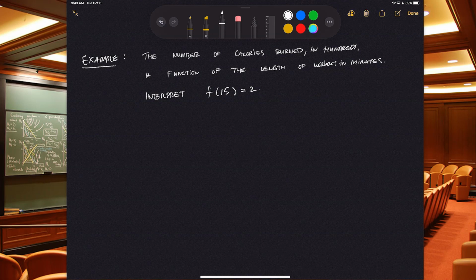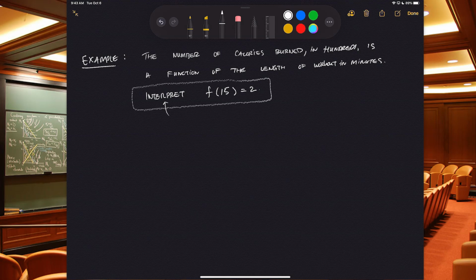So if we go back to our first example and we say that the number of calories burned in hundreds is a function of the length of the workout in minutes. And then we're given an ordered pair or a function pair. What does this mean? That's what this interpret statement means. What does this mean in English?